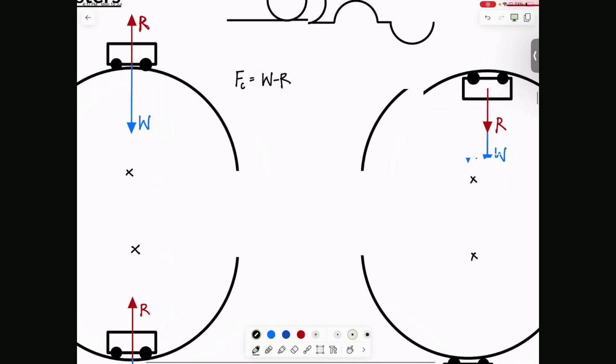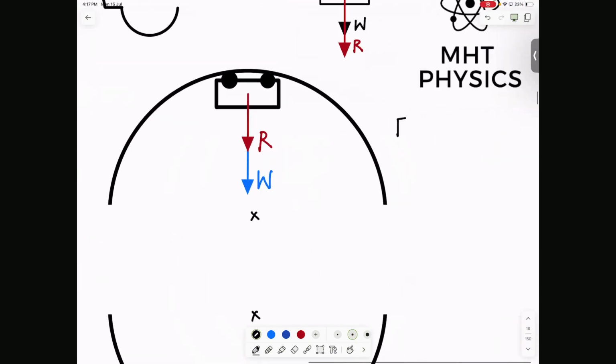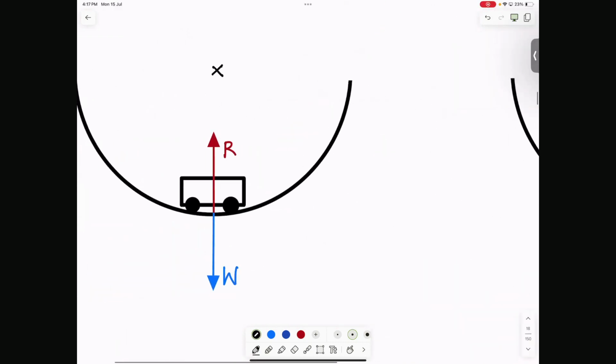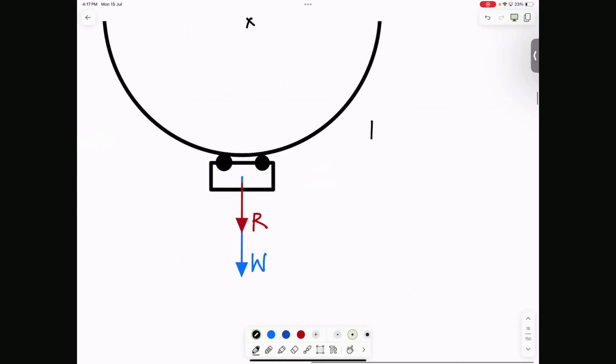So that's that scenario. Can you tell me what the scenario is for the one here? W plus R, correct? W plus R. And what about this one? R minus W. Do you see parallels to this with the vertical circular motion where the rope had tension and weight? Okay, fine. Can you tell me what the centripetal force is here?